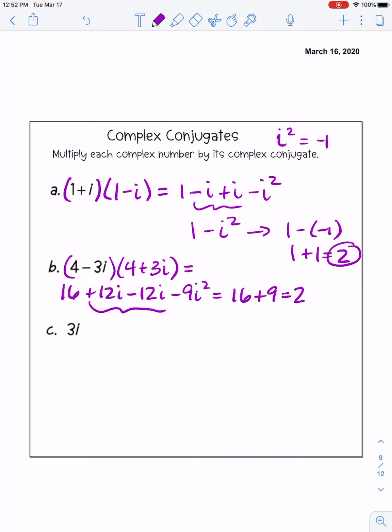And then the last, I'm going to multiply by negative 3i, which gives me negative 9i squared, which is equal to positive 9. So I hope you're good with that. Moving on to the next slide.